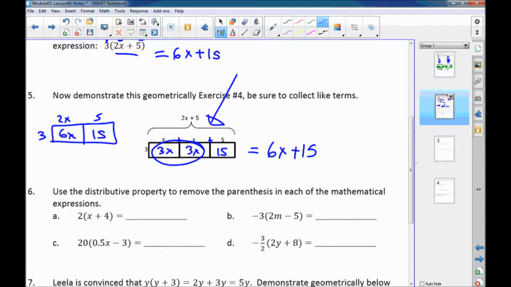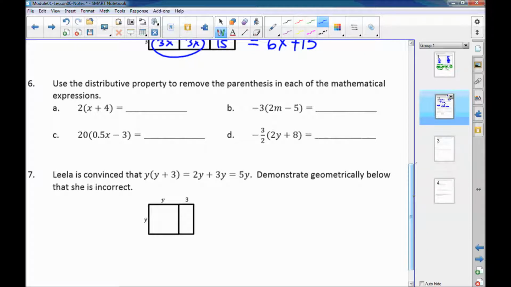Okay. All right, use the distributive property to remove the parentheses in each of the mathematical statements here. So we're going to go ahead and do our distributive property. So this is 2 times x for 2x and 2 times 4 for 8. If we were to show it geometrically, it would look like this. 2 on the outside, x and 4 up here. 2 times x for 2x, 2 times 4 for 8, and then we copy out those middle ones. 2x plus 8 for our final answer.